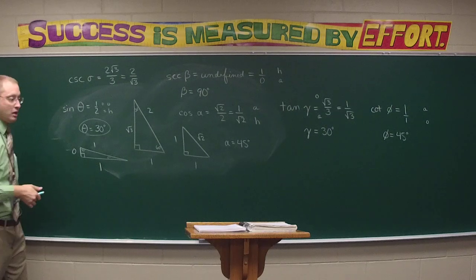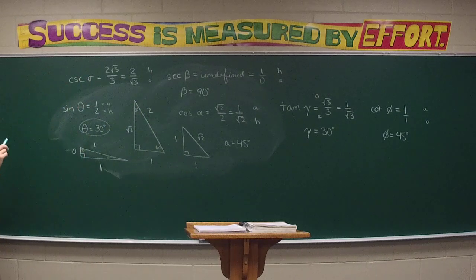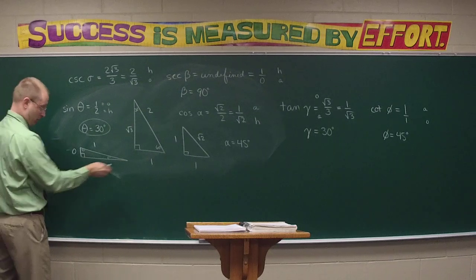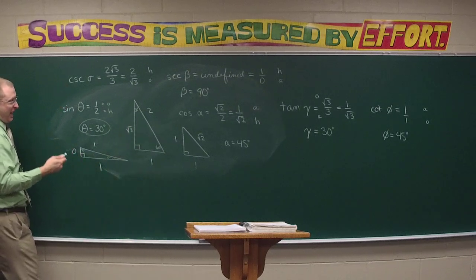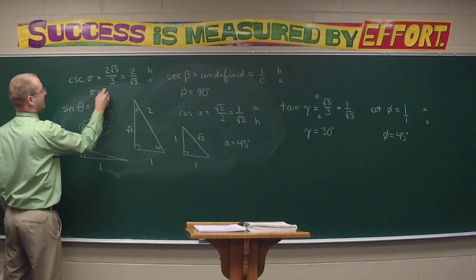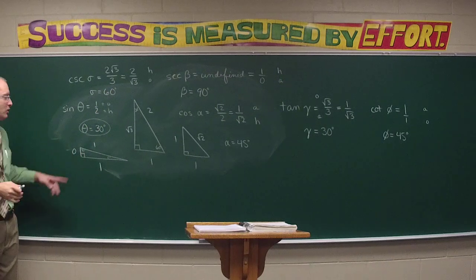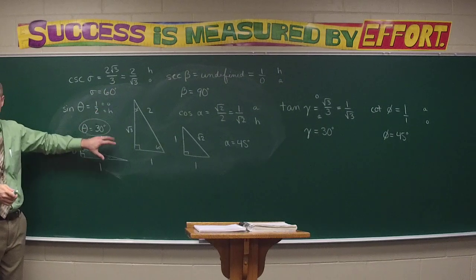Hypotenuse over opposite. Okay, so for which angle is there a hypotenuse of 2 and an opposite leg of square root of 3? That's the right triangle here, right? But which angle has an opposite of square root of 3? Yeah, 60. So apparently sigma is 60 degrees. Do you see how to find angles that are based off of special triangles?